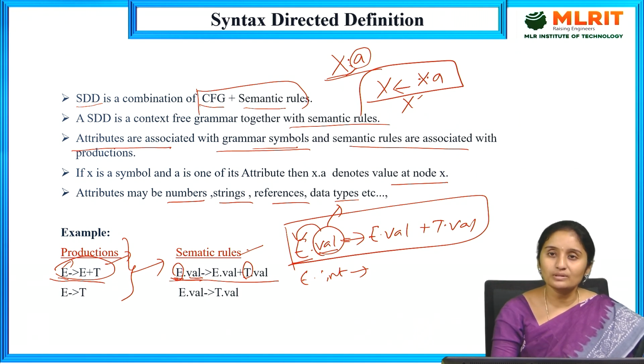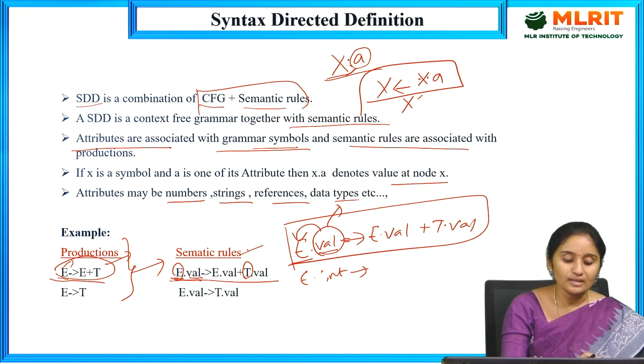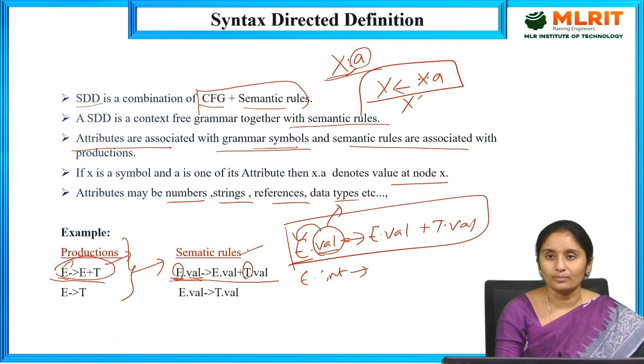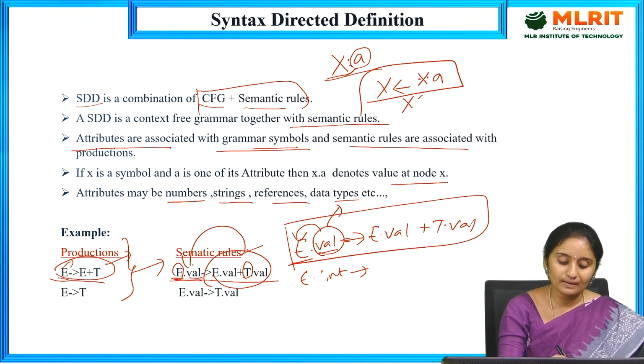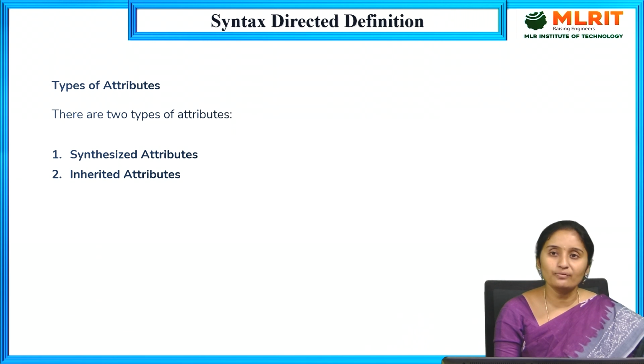The semantic rules are associated with the productions. Each production consists of grammar symbols, and these grammar symbols are associated with attributes. After calculating E dot val plus T dot val, the resultant is assigned to E dot val.